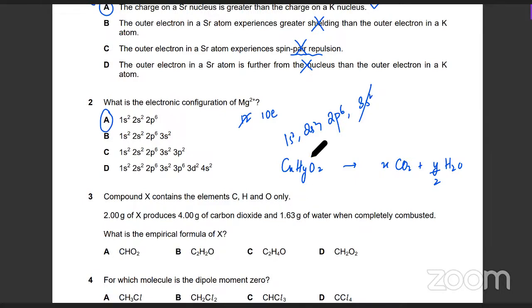So if I burn 2 grams of this, what are the moles of carbon dioxide? What's 4 divided by 44? That's the Mr. How many moles do we get? 0.090. Exactly 0.090? Is there anything after that? 0.09090909. Okay, so let's make it 0.091, right? So what about water? How many moles do you have? 1.63 grams of water divided by 18. That's also going to be, I think, the same number.